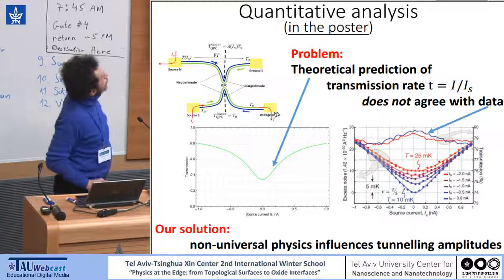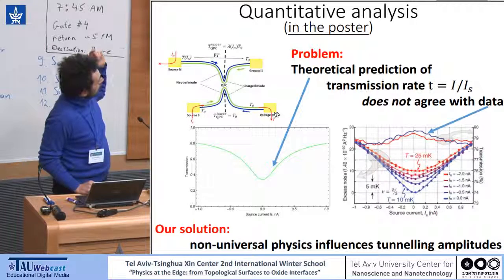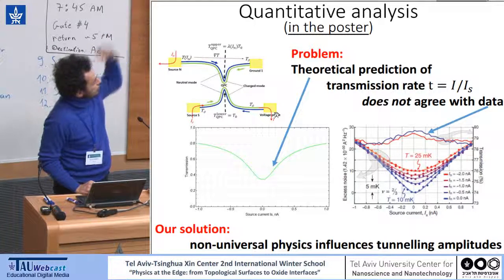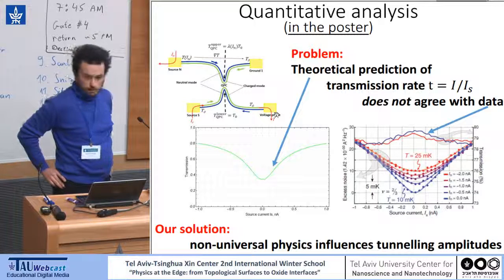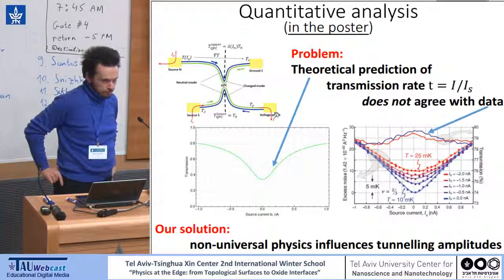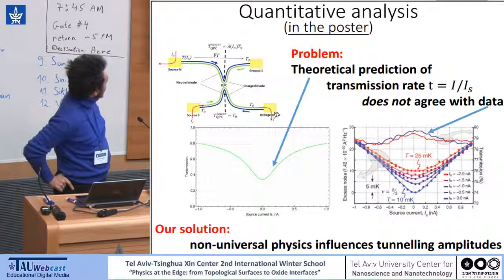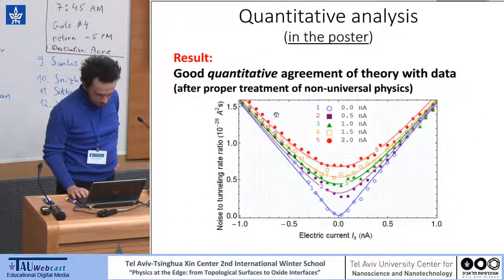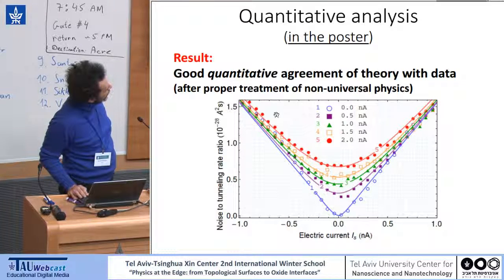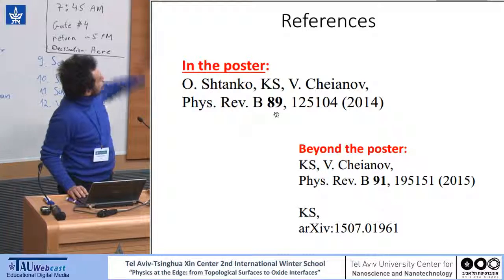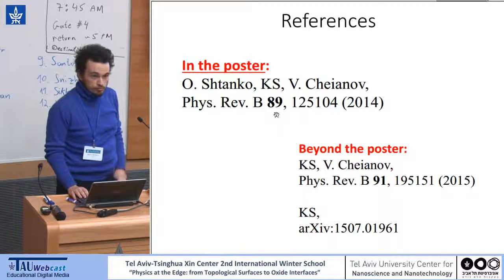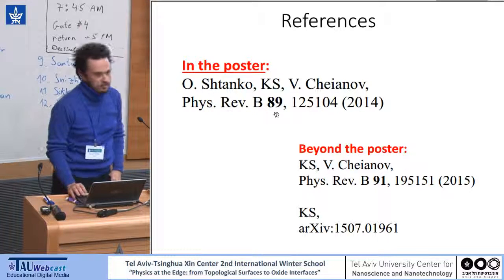There is one problem: if you try to compare your theory for how much current I you'll measure with what the experiment tells you, there will be a huge discrepancy. This is a well-known problem, which unfortunately doesn't have a well-known unique solution. We chose one of the possible solutions, and after treating non-universal physics properly, we have very good agreement with experimental data. So one can say that the existence of counterflow neutral modes is confirmed quantitatively, not just qualitatively. My poster is about just this. There are some continuations to that story. If you want some details or you want to hear about the continuation, please come.